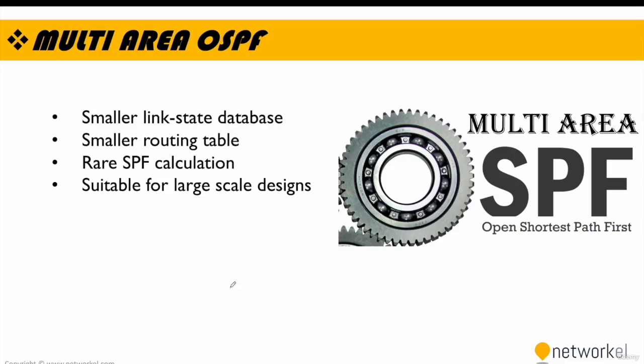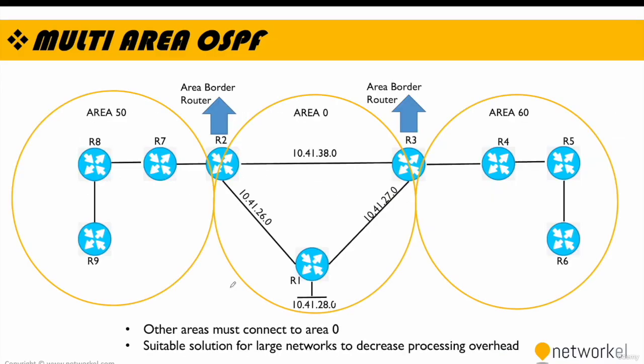The second OSPF design we are going to take a look at is multi-area OSPF, which is a way of limiting the amount of neighbors in an area. By using multi-area OSPF, we have a smaller link state database and routing tables, and we have fewer SPF calculations for our routers within that specific area. So this design is a suitable solution for large networks to decrease the processing overhead.